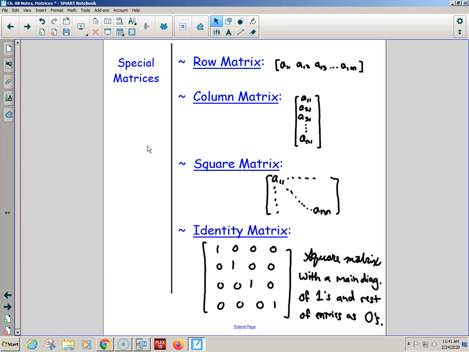A row matrix only has a row, a column matrix only has a column. A square matrix has the exact same number of rows and columns. And there was only one square matrix on the page before, right? Wasn't it that 2x2? 2 rows, 2 columns? But it could have been a 3x3, a 4x4, a 5x5, a 10x10, a 100x100. Matrices.